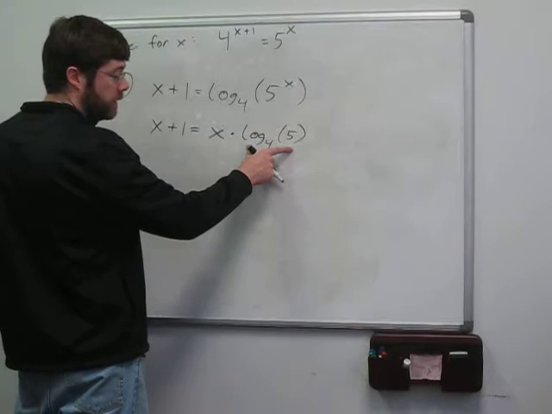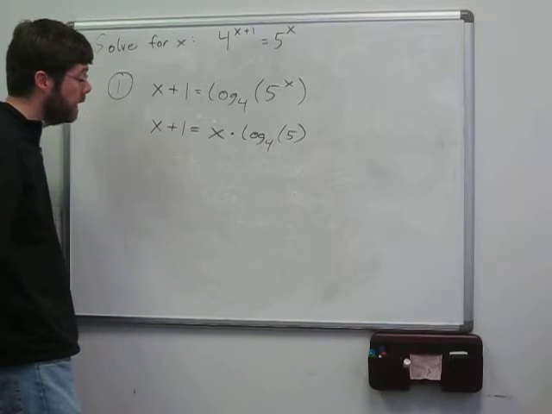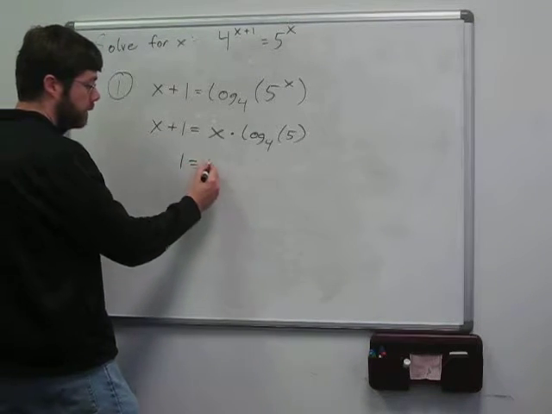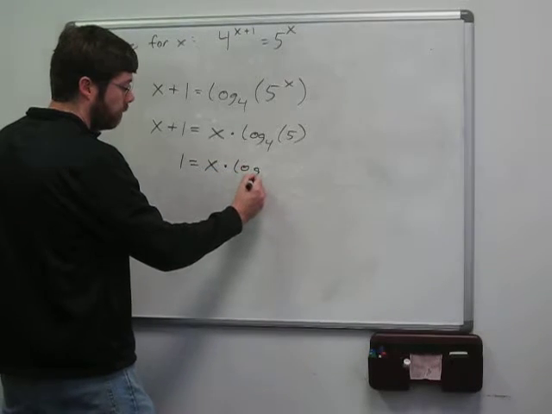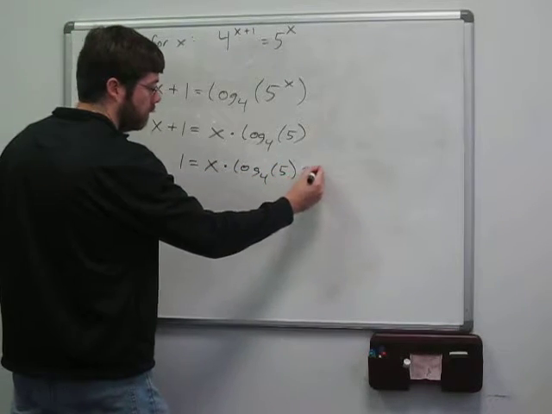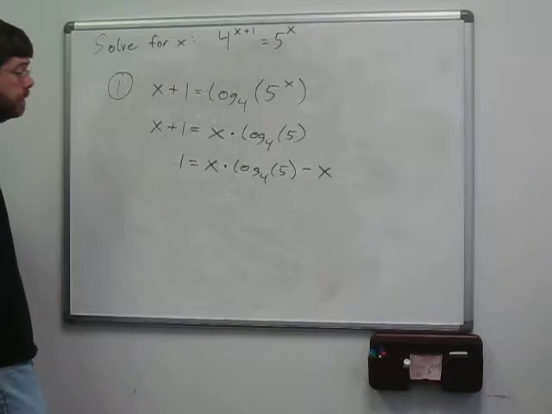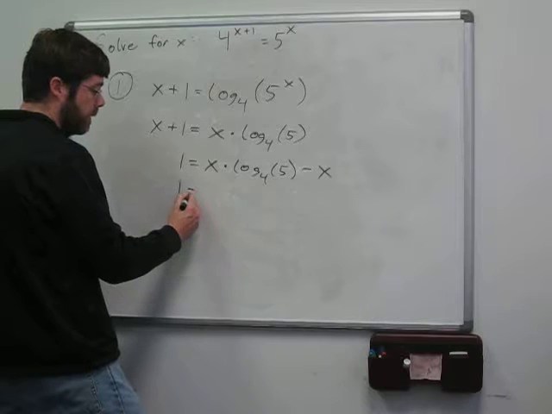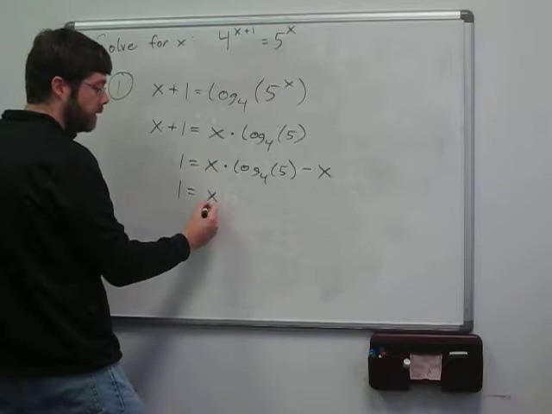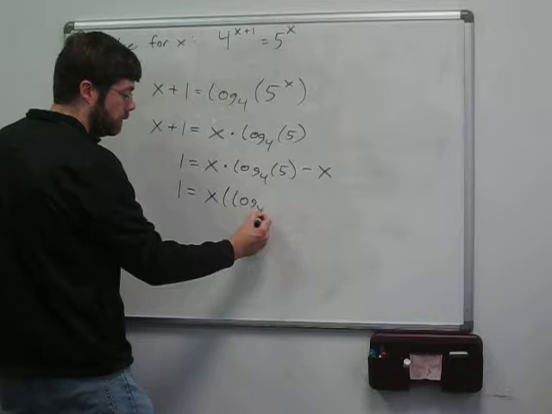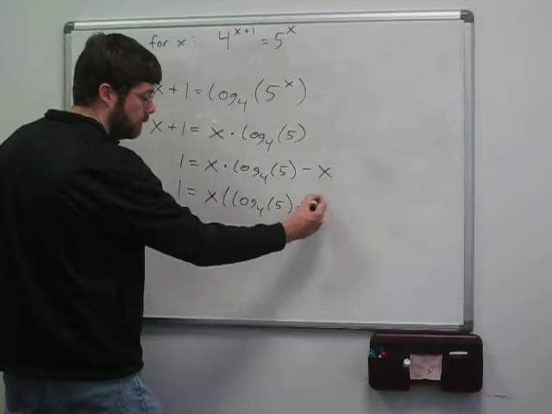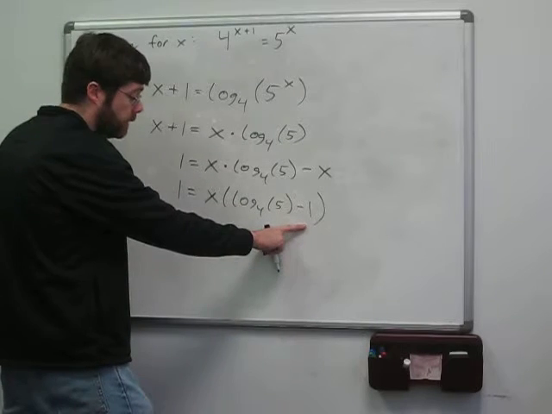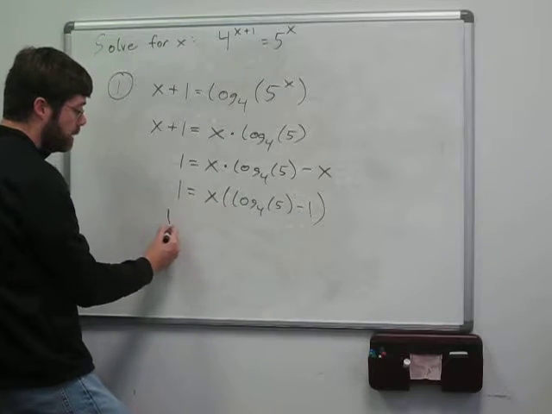Log base 4 of 5 is just a number, so this is a linear equation in x. We solve it by getting our x terms to the same side. Subtracting x from both sides. I want to solve for x, so I'm going to factor an x out of this expression. And then log base 4 of 5 minus 1 is just a number. So let's divide both sides by that number.